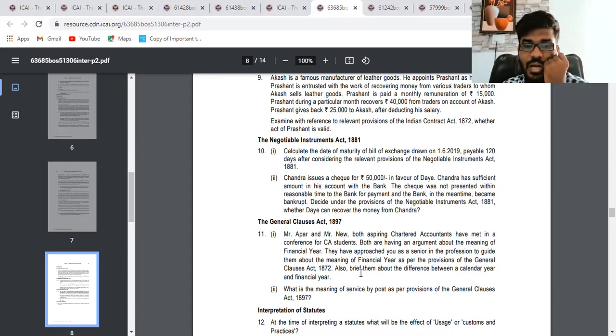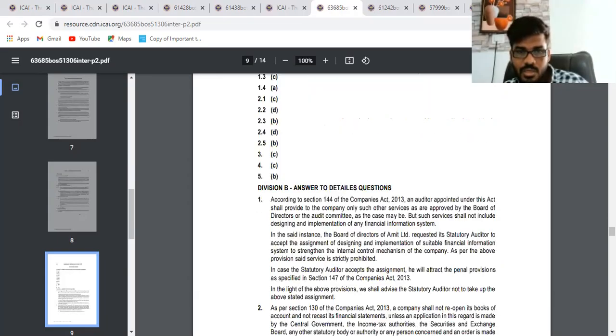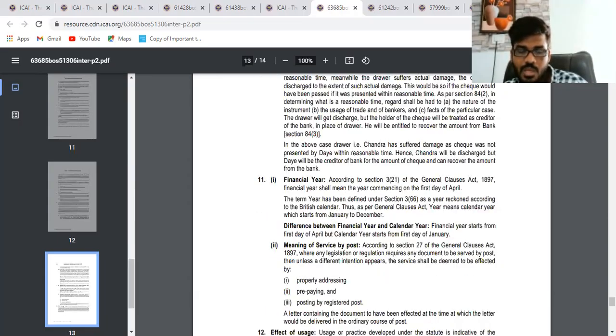Okay, sir. But I will also brief them about the difference from the calendar year. Calendar year is different and financial year is different. What is meant by service by post as per the General Clauses Act? Service by post, we are saying. These are the two questions, sir. Go through with that. What are the answers?